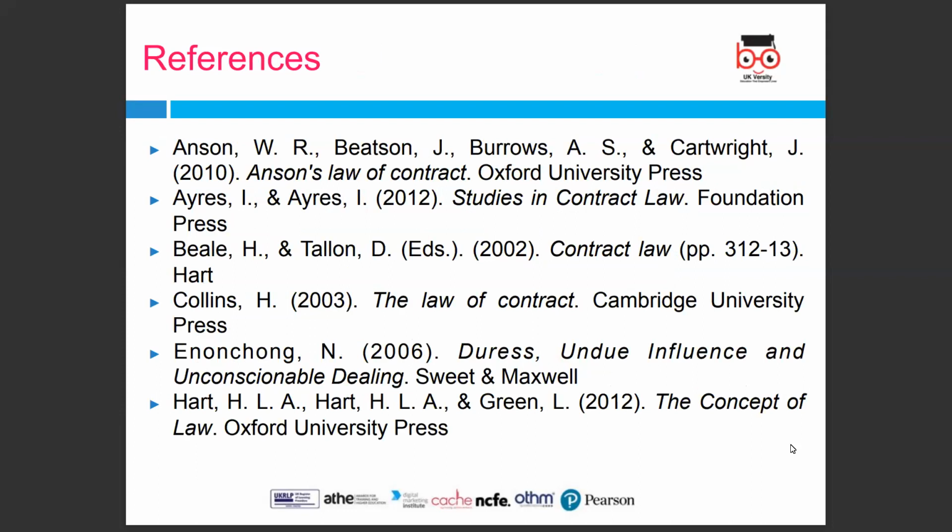So these are some of the references. We've finished the session now on learning outcome 4, looking at mistake and misrepresentation, and the different types of mistake and misrepresentation with reference to legal authorities. Thank you for attending today's session. These are some of the references that you could use in regards to reading around case law, but also to help you with completing the assignment.